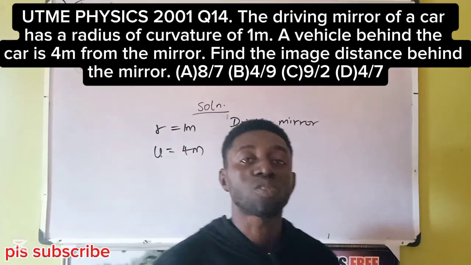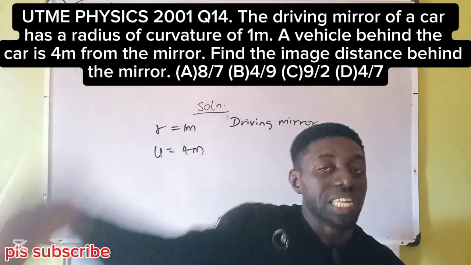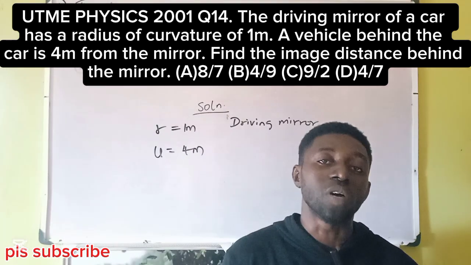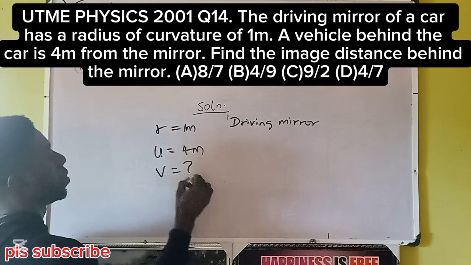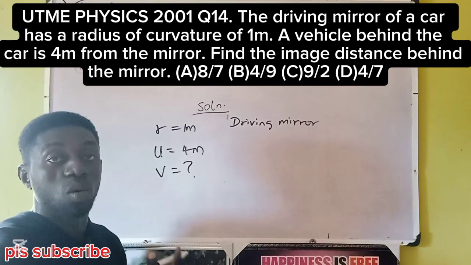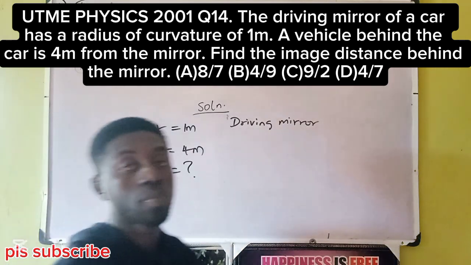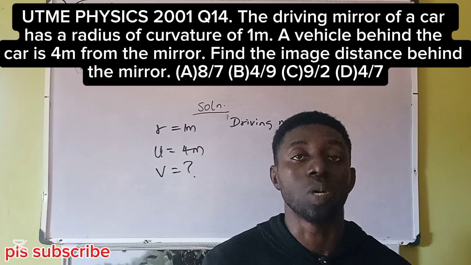Then we are being asked to get the image distance. The image will be formed, or will appear, behind the mirror. So we are looking for the image distance. We use V. Our image distance is the target, the unknown, so we put a question mark. To solve this question, we'll be applying the mirror equation.